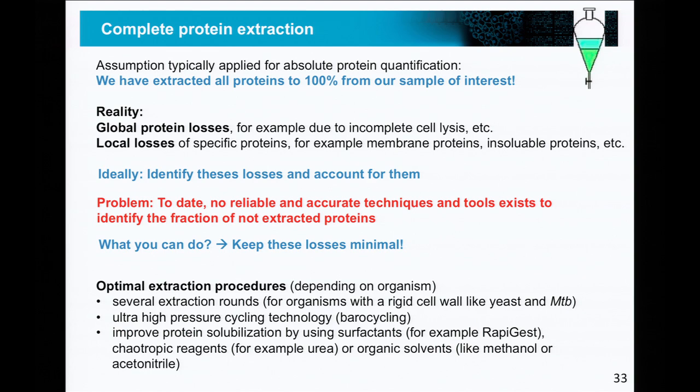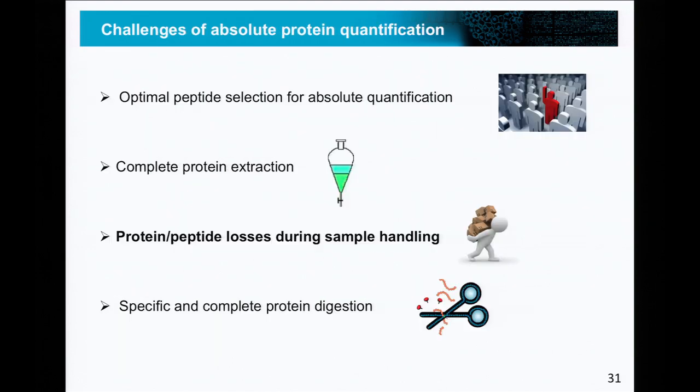This biocycling technology is maybe a promising new technology that can help with this as well, where you lyse your cells at ultra high pressure. Or you can think about using solubilization additives like surfactants or chaotropic reagents or organic solvents. These are all things to consider and which are very important for absolute quantification.